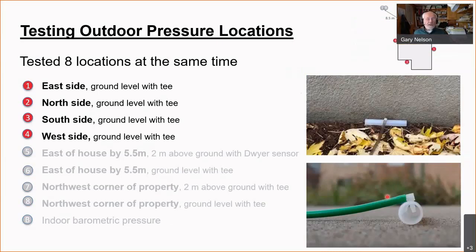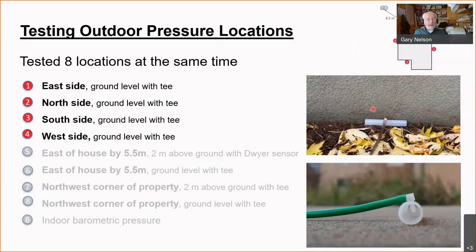So the pressures on the outside of the house, first I measured 4 pressures on the east, north, west, and south sides of my house. This is a garage, and this is a porch that's on a crawl space. And I'm measuring these with a T fitting that's located right where the wall and the ground meet.